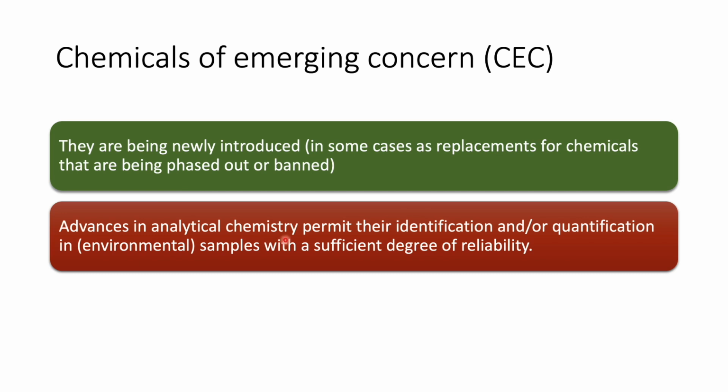Advances in analytical chemistry permit their identification and/or quantification with a sufficient degree of reliability. That means these chemicals may become problematic in the future. So that's why these are called chemicals of emerging concern. We only have the concern. We are not sure whether it is actually going to be a persistent pollutant in the future.